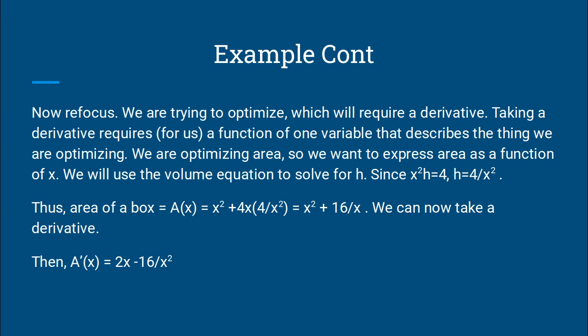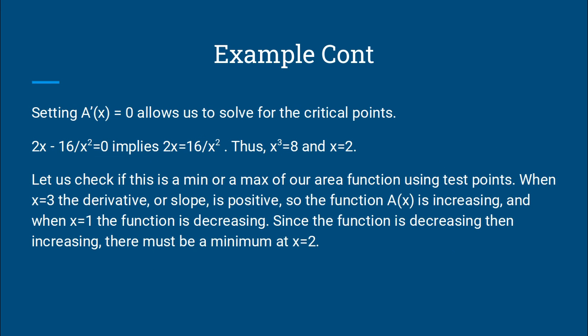So now we have a function of one variable that describes the thing that we're minimizing, which means we can take the derivative. When we take the derivative, which is just basic power rule stuff that we've been doing for the entire section, we get A prime of x equals 2x minus 16 over x squared. So now we're back to the stuff that we've been doing this whole time. We set the derivative equal to 0 to solve for critical points.